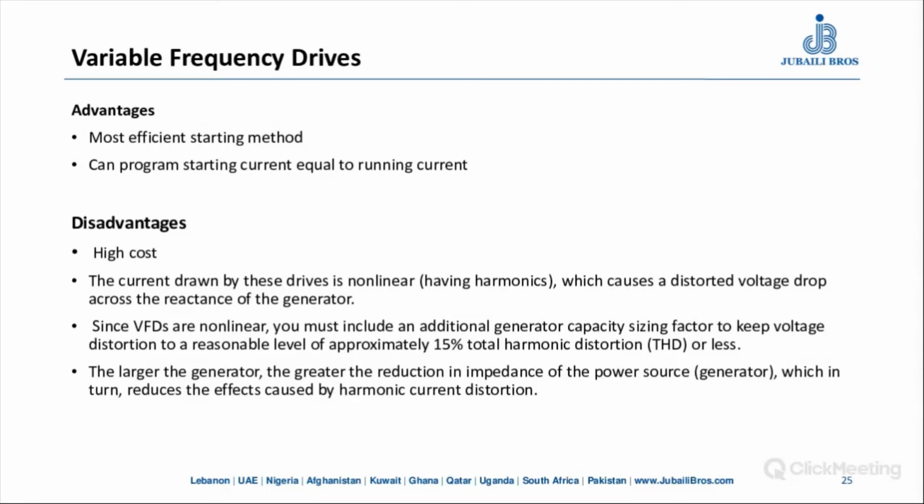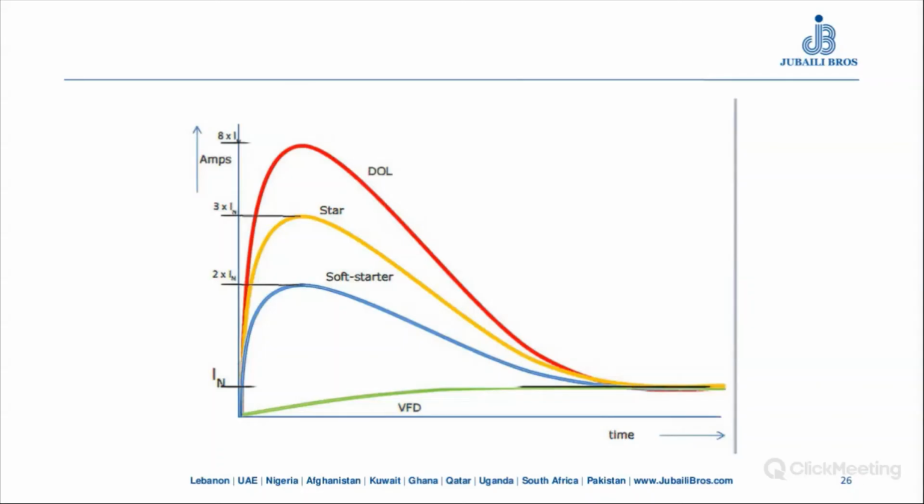The larger the generator, the lower the impedance of the power source, which in turn reduces the effect caused by harmonic current distortion.